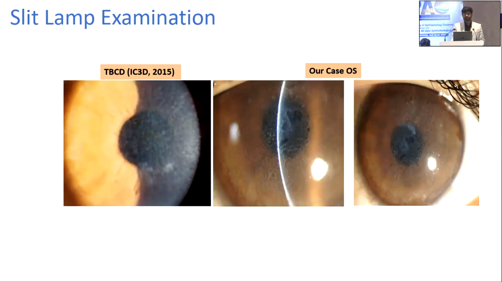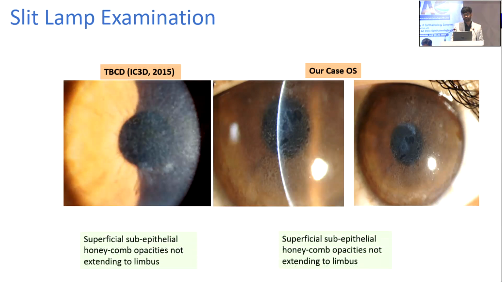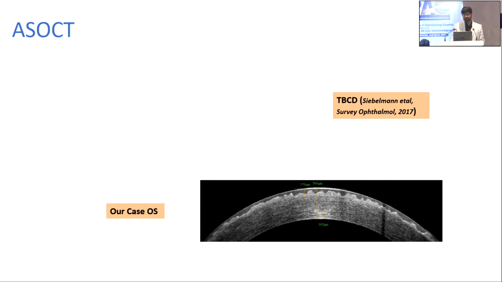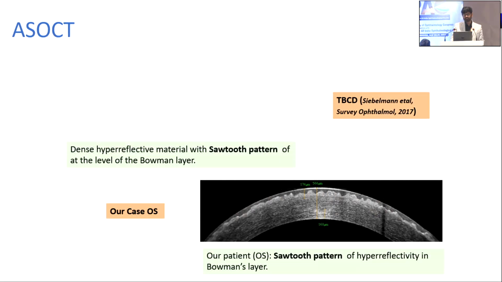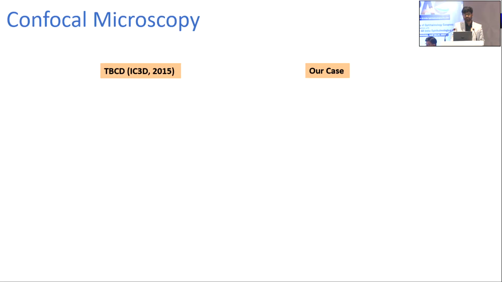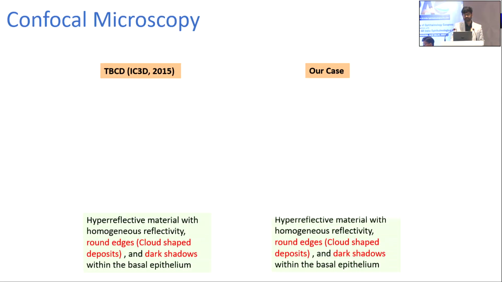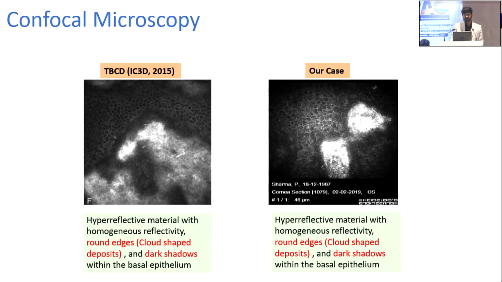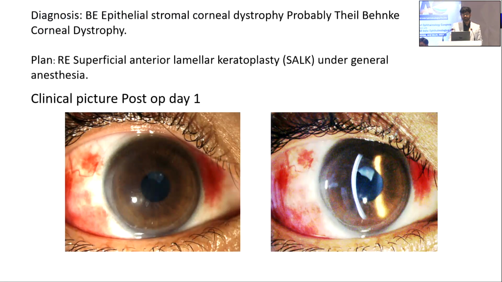So based on this, we compared our case to Thiel-Behnke corneal dystrophy according to the IC3D classification, which shows superficial subepithelial honeycomb opacities not extending to the limbus. Again, according to Sibelman et al., the AS-OCT also shows features suggestive of Thiel-Behnke corneal dystrophy. The confocal microscopy, according to the IC3D, is also suggestive of Thiel-Behnke corneal dystrophy. So based on this, we made our diagnosis of bilateral epithelial stromal corneal dystrophy, probably Thiel-Behnke corneal dystrophy.